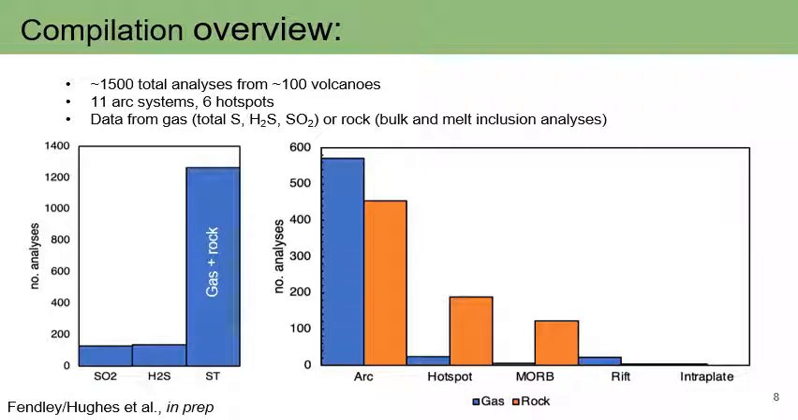To investigate and compare volcanic sulfur from different volcanic systems around the world, we set about compiling all the measurements we could get our hands on. And in this analysis, we've included around 1,500 total measurements from around 100 volcanoes around the world, including measurements of both gas of different species, as well as rock data from both bulk rock and melt inclusion analyses.